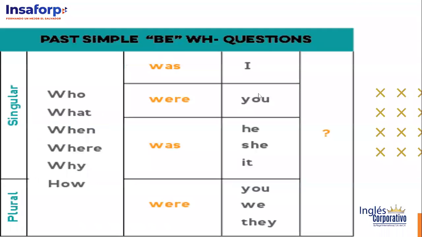Now, there you have a structure. We're going to move to WH words using the past of be. Teacher, I can't hear you. Okay. So we're going to see WH words with the past of be. Are you able to listen to me? Yes. Okay.